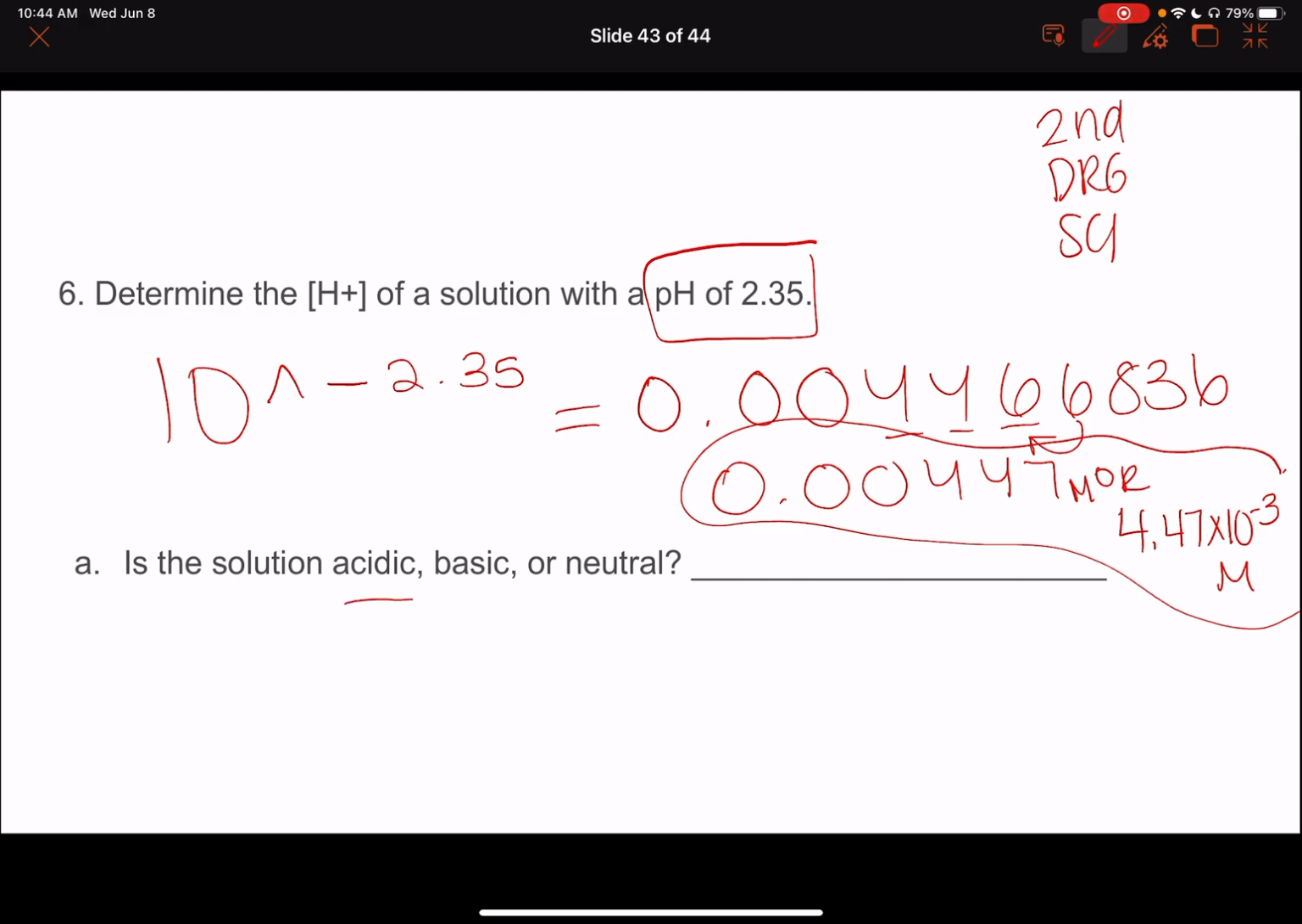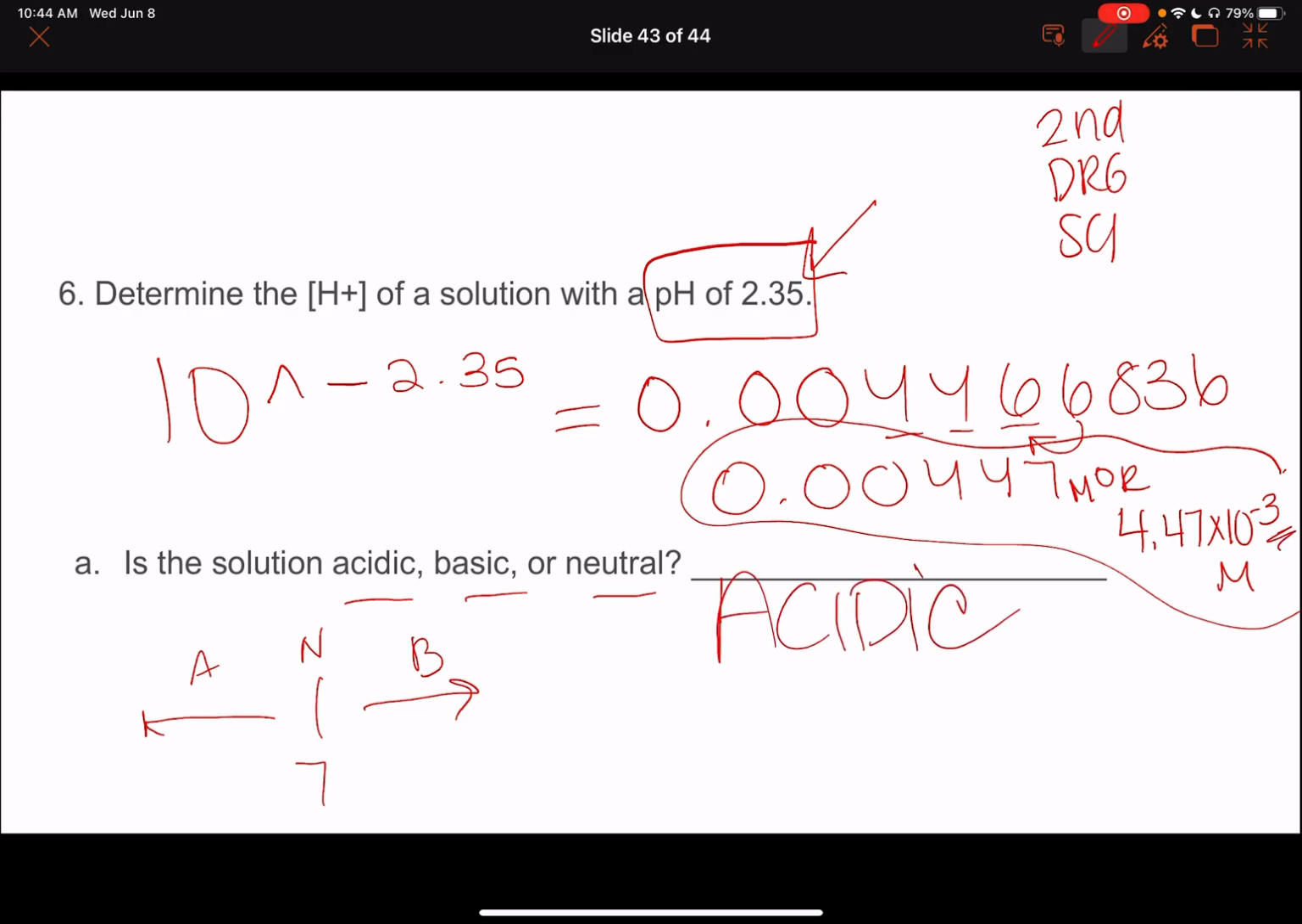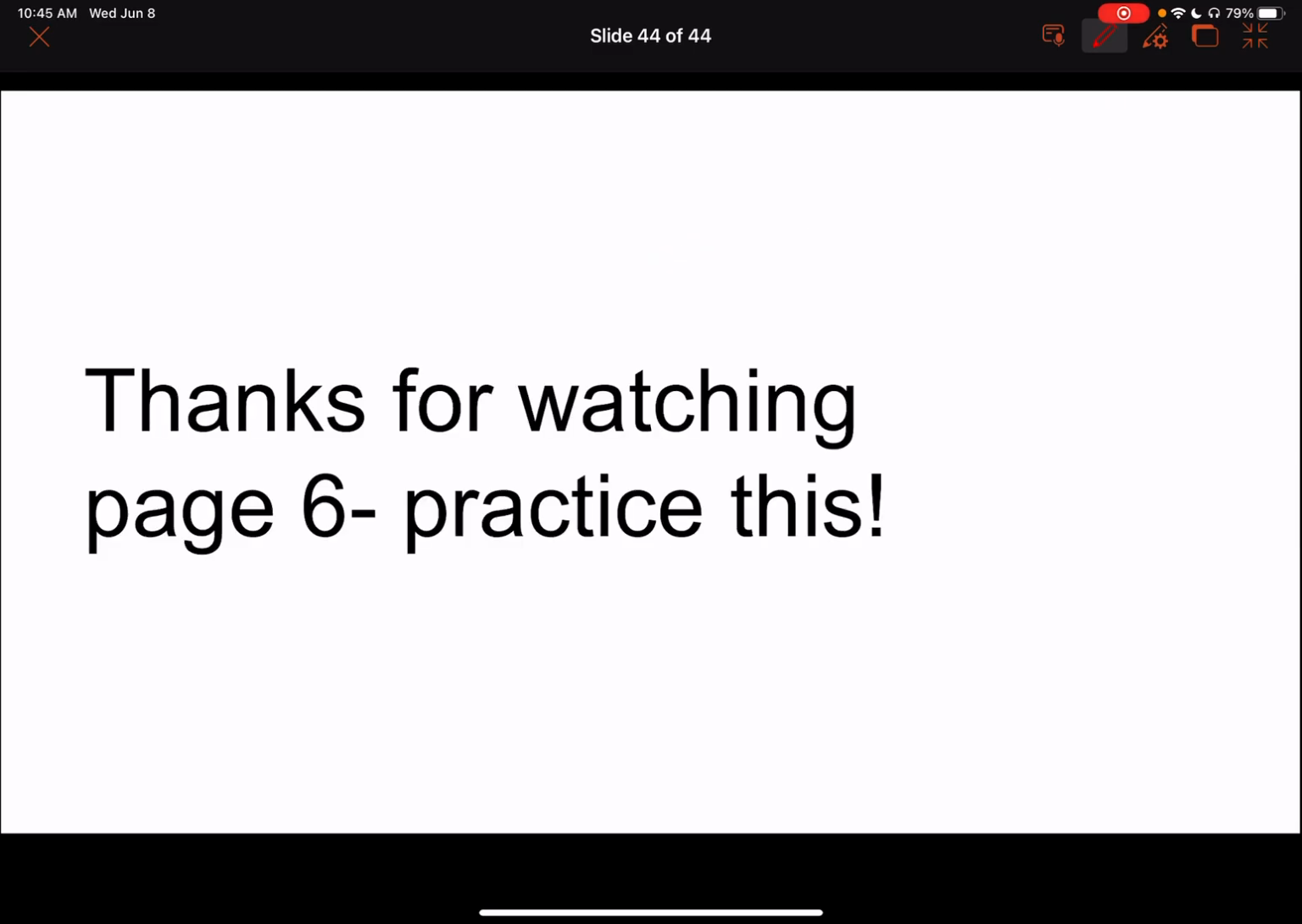So now, is it an acid, base, or neutral? You can go back to the pH. Remember, at 7 it's neutral, anything less is acidic, anything greater is basic. So we would see that this is acidic, also because we'll see that it's closer to 0. Okay, thanks for watching page 6. Practice this. Hopefully you've gone through your POGIL and you'll hand it in perfectly.